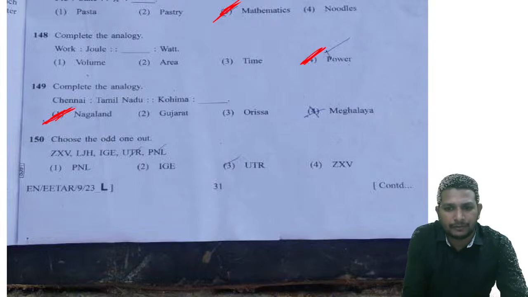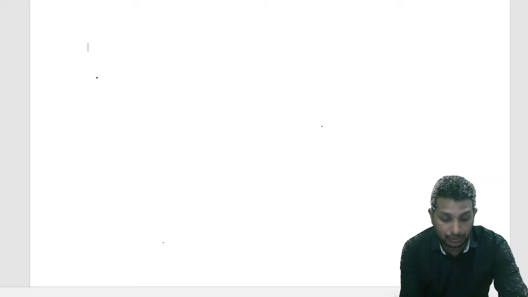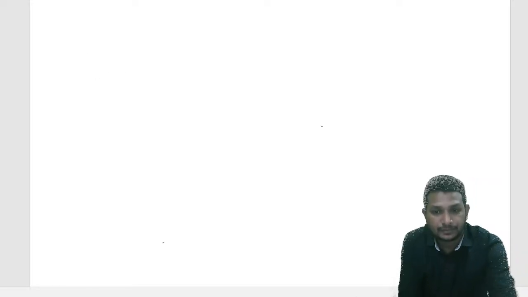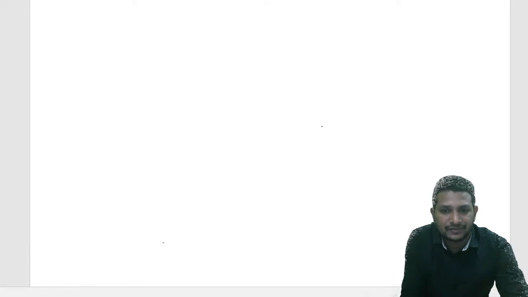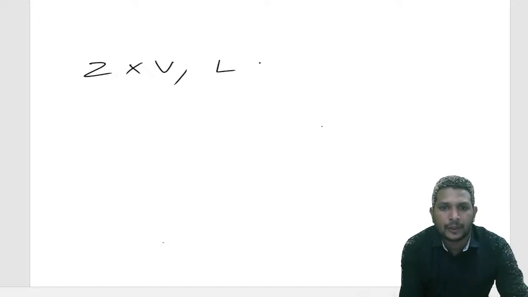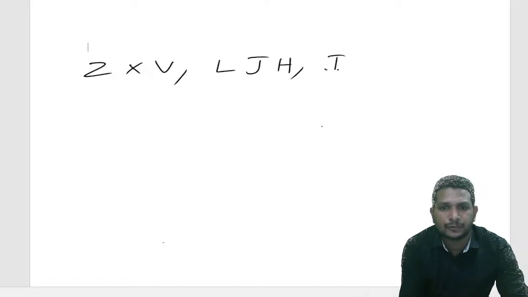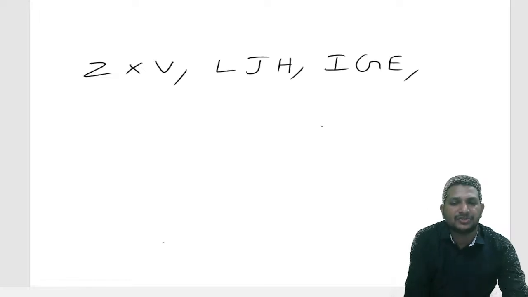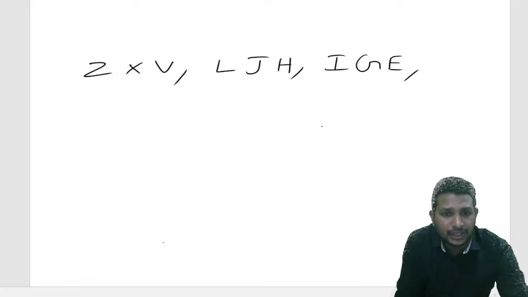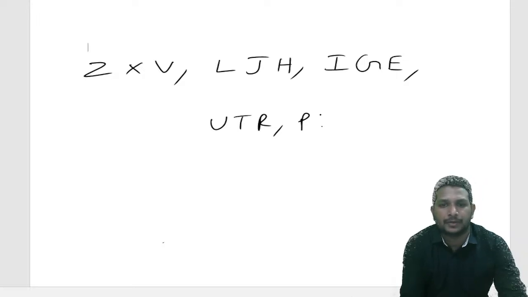So what are the ones they gave? Sharing the board. Yes, look at the board. ZXV, LJH, IGE. They're asking us to find the wrong one, the odd one out. UTR, PNL. Okay, I wrote all the options.